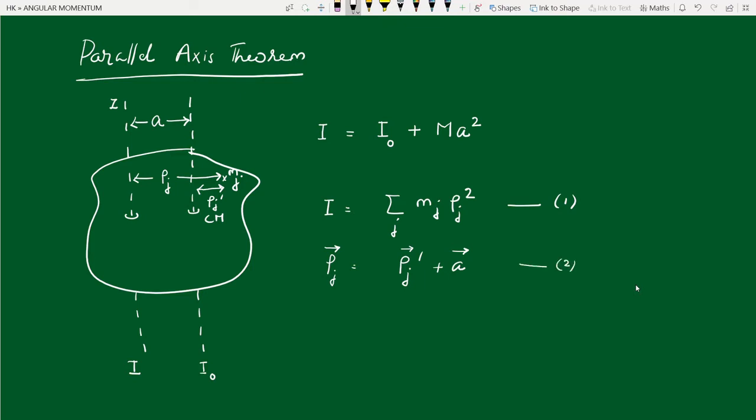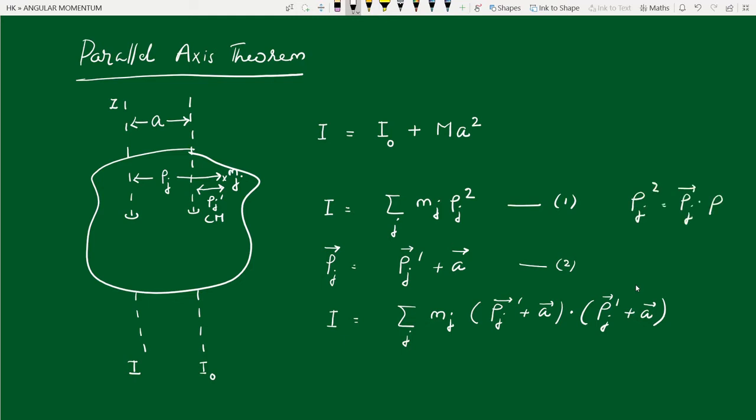Let me substitute equation 2 in equation 1. Therefore, the moment of inertia about the z axis is the summation over j of mj rho j squared. Now rho j squared is simply rho j dot rho j. So I can write this as (rho j prime plus vector a) dot (rho j prime plus vector a). Here we have used the idea that the square of a vector is the dot product of the vector with itself.